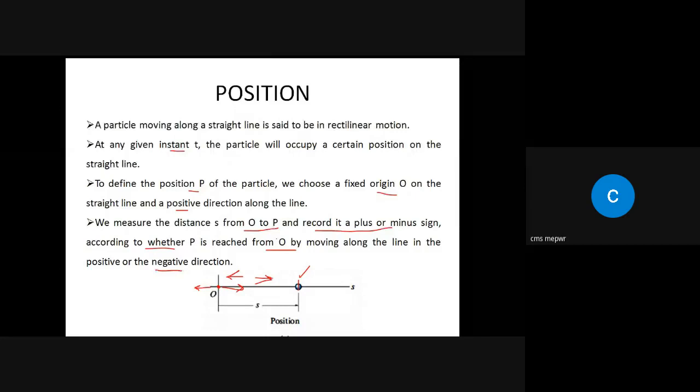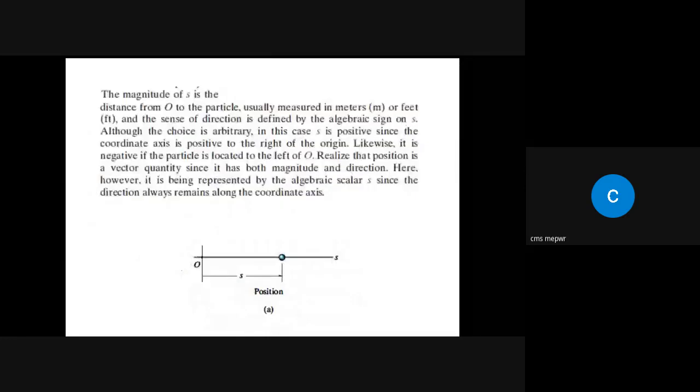Since position is a scalar quantity, it has only magnitude. The distance is a scalar quantity, it can have only magnitude. And for magnitude, we can use both systems, the SI system as well as the foot-pound system. In the foot-pound system, the unit can be a foot. Sometimes we can also use inches, and in the SI system we will use meters.